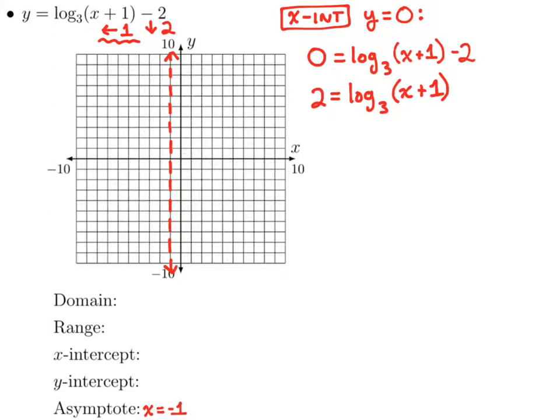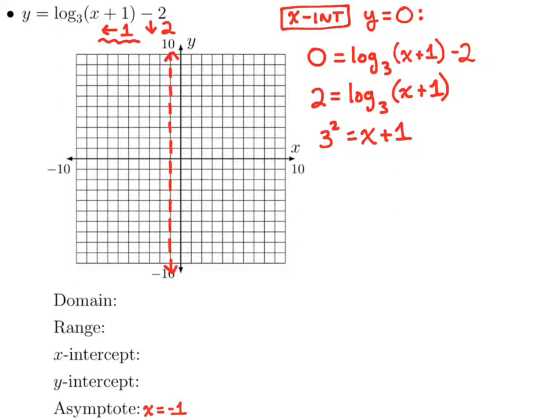And now we're stuck because x is inside the logarithm. I've said it before, there isn't a whole lot of different way of saying it. If your variable, the thing you want, is inside the logarithm, the way to get it free is to change the format. So change it to exponential form. 3 to the 2 equals x plus 1.